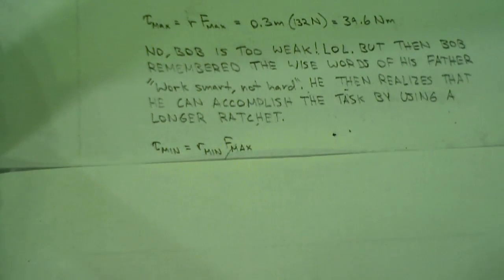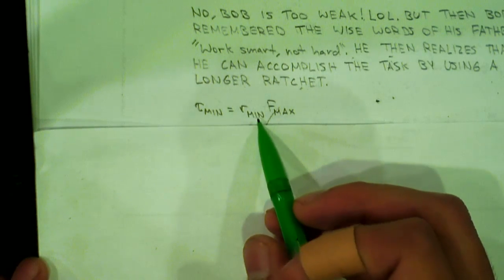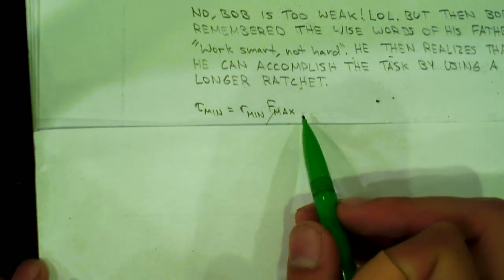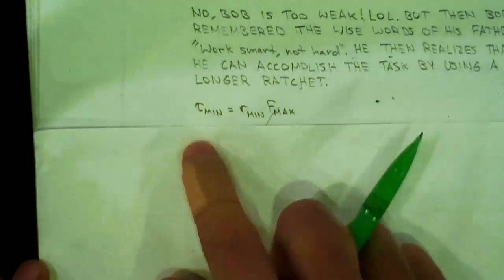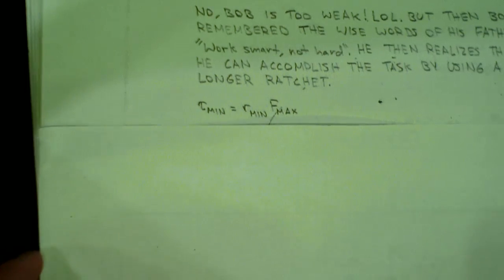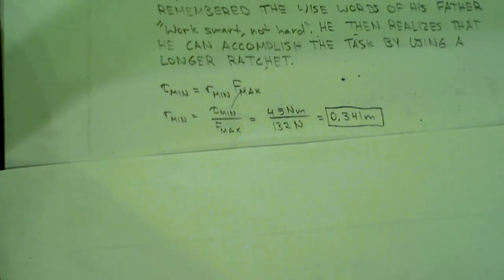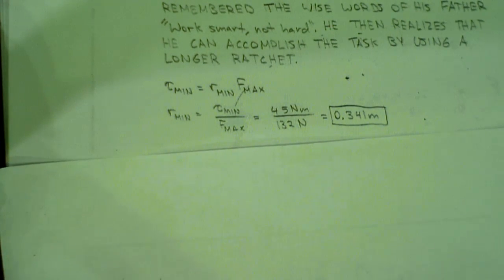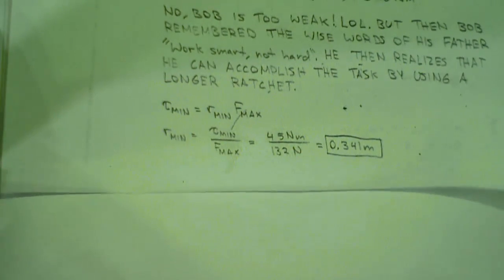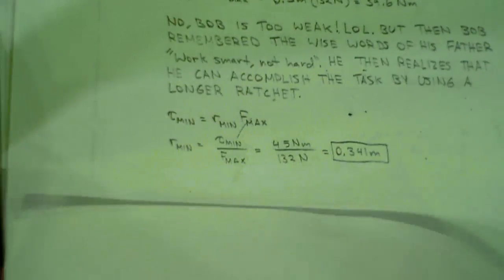So the minimum torque needed is the minimum radius times his max force. So does this equation make sense to find the minimum radius of the ratchet? All right. So we just solve for that radius, and we get 0.341 meters. So if he had a ratchet this long, he would be able to take off his shoes. All right. Any questions on torque at all? All right. So we'll move on to the next question.